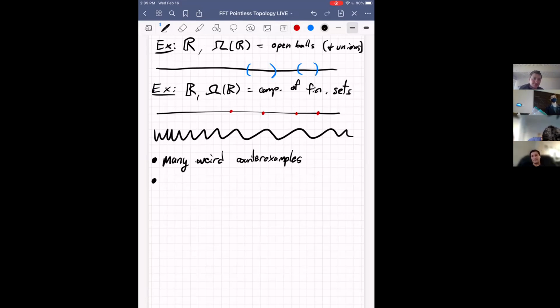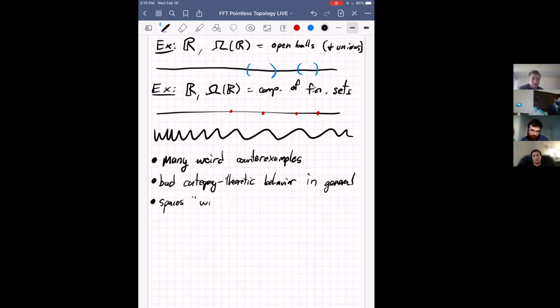Another problem, which some might consider more of a problem than others, is that there's bad category theoretic behavior of these things in general. And so normally when people are studying topological spaces and they want to use category theory, they restrict to a special class. And then this third thing, which may apply to the least amount of people here, is that there is such a thing as spaces without enough points. I don't want to talk too much about these, but they come up when you study maybe things like algebraic stacks or something.